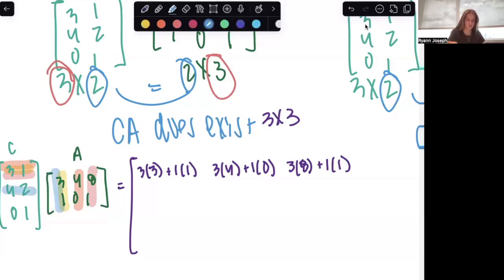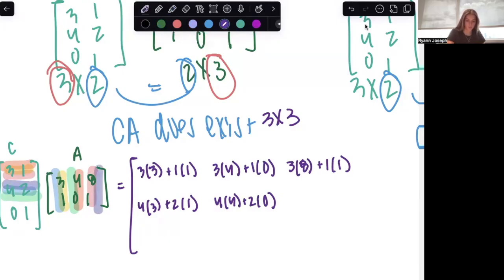4 times 3 plus 2 times 1. 4 and 2, 4 and 0. 4 plus 2, 0. 4 and 2, 8 and 1.